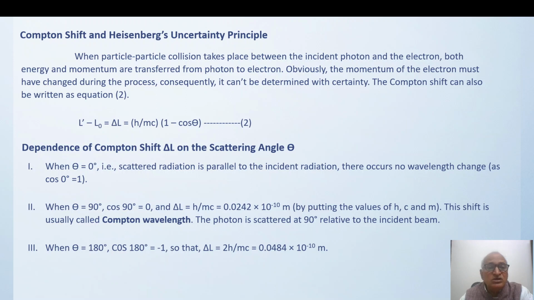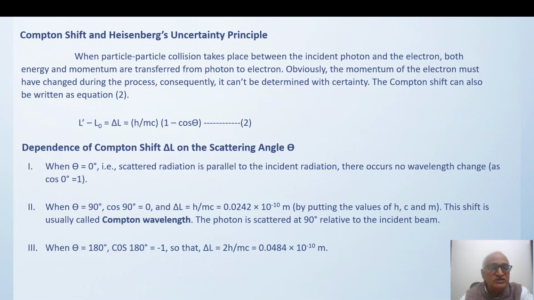This shift is usually called Compton wavelength. Very important term. The photon is scattered at 90 degree relative to the incident beam, and this scattering is known as Compton wavelength.